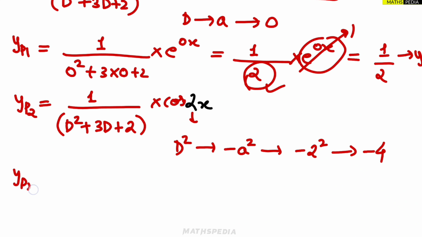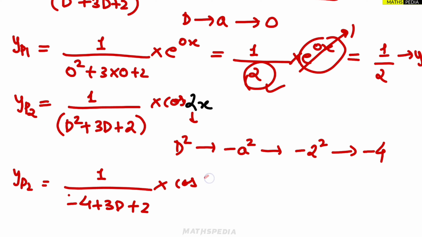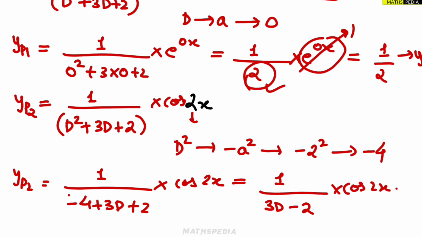So yp2 value is equal to 1 divided by, instead of d square, I will substitute minus 4 plus 3d plus 2 into cos 2x as it is. So what will be the answer? 1 divided by 3d, okay, and 4 minus 4 plus 2 is nothing but minus 2 into cos 2x.